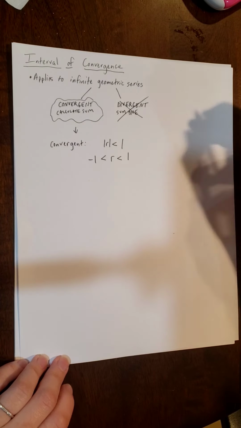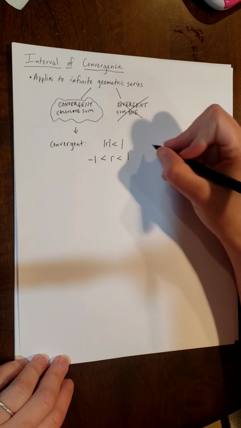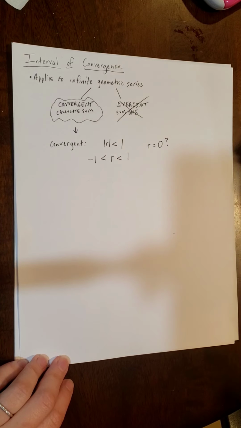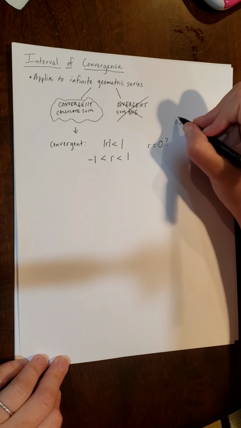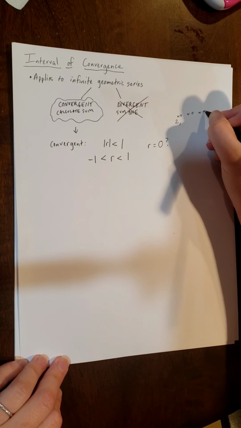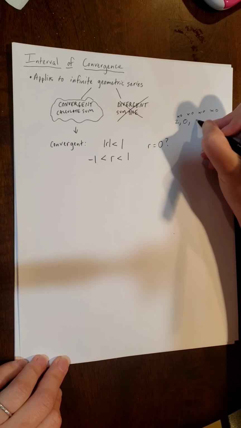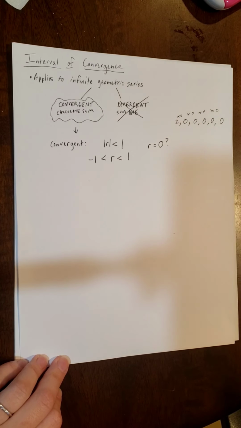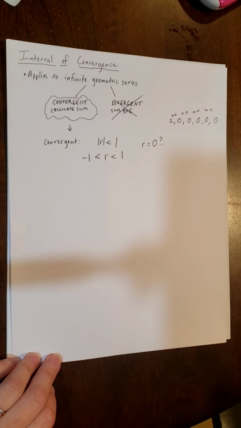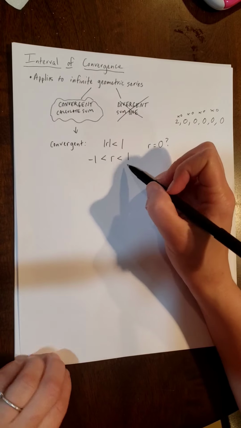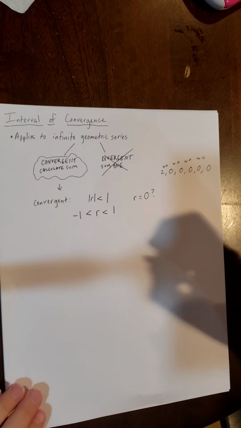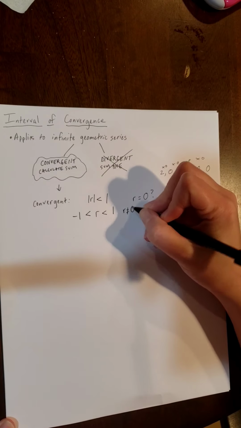Now let's think about this for a second. If it was a geometric series, could r be 0? Would you have a geometric series? Let's say 2. If r was 0, then 2 times 0 times 0 times 0 times 0. Is that a geometric series? No. So what we have here is a convergent series is when r is greater than negative 1 and less than 1. So r can't be 0.